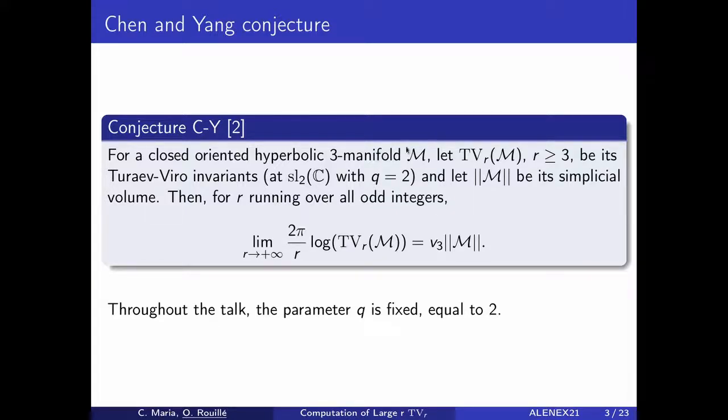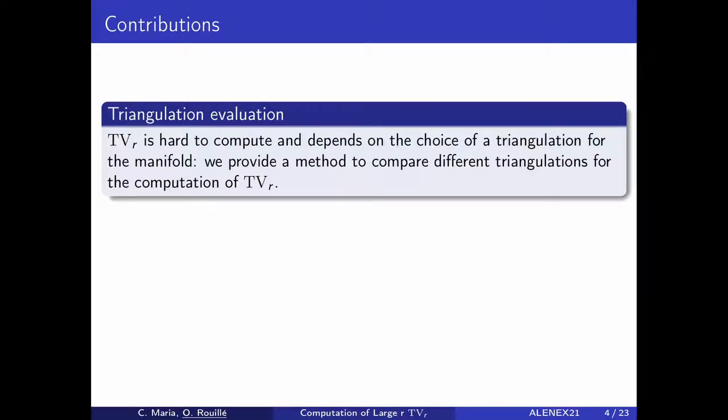So we take a manifold M, we compute the Turaev-Viro invariant of M for the other parameter r running over all odd integers, and we look at the sequence 2 pi over r times log of Turaev-Viro of M, and it is conjectured that this sequence tends toward the simplicial volume of M times some constant, and the simplicial volume is in itself hard to compute. So our contributions are twofold.